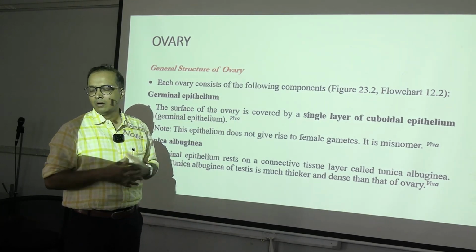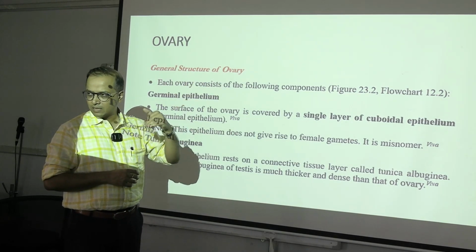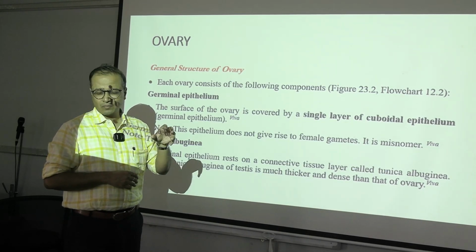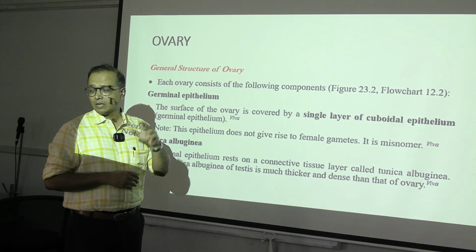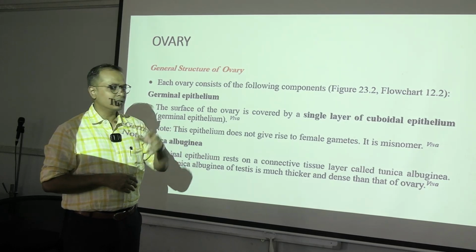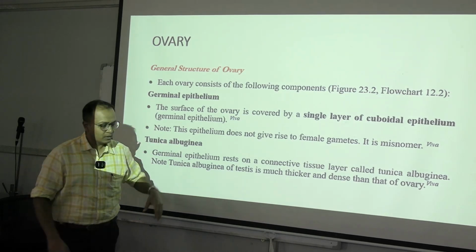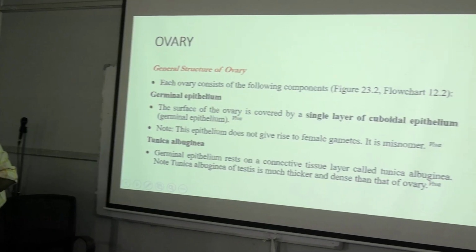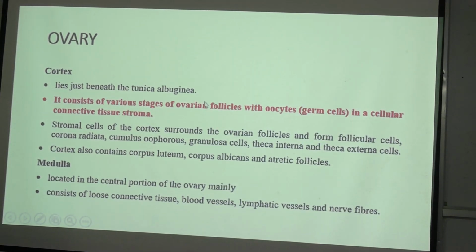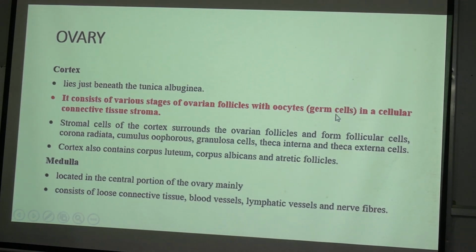Within this tunica albuginea, which spreads from the outer side to the inside, we divide the ovary parenchyma into two parts. The outer side we call the cortex, and the inner side we call the medulla. The medulla is predominantly occupied by blood vessels, lymphatics, and collagen tissue, whereas the cortex is occupied by the germ cells. In the ovary, the germ cells are found in various stages of follicles, which we call ovarian follicles. They contain a cell with a nucleus, which we call the oocyte, which is basically the germ cell.